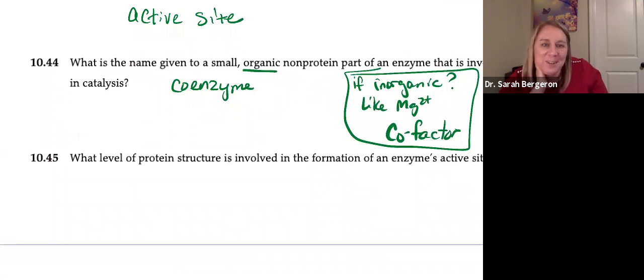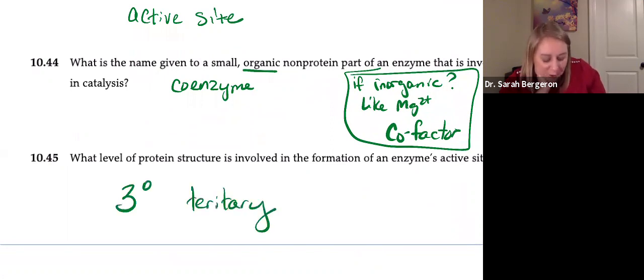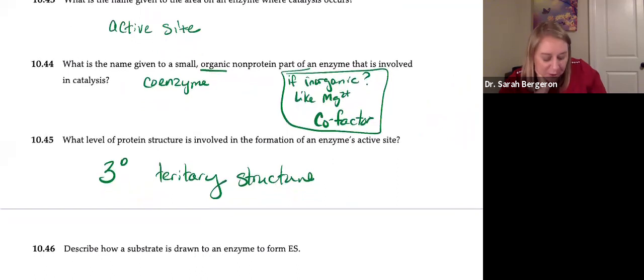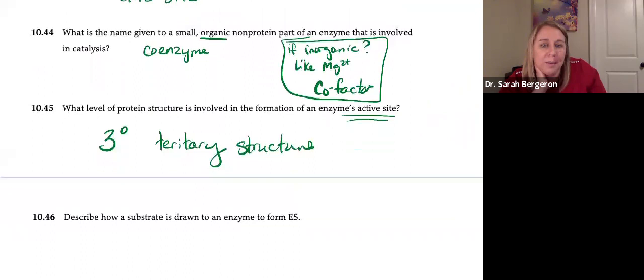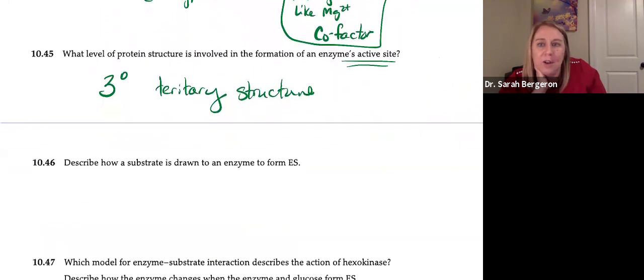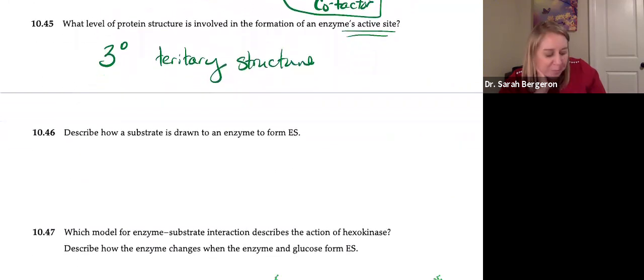So what level of protein structure is involved in the formation of an enzyme's active site? So remember we said most enzymes do not have multiple polypeptide chains. And so what ends up happening is it is the tertiary structure that ends up being really, really important in the formation of the active site, right? Because that's all about those side chains and how those side chains can interact with the substrate.